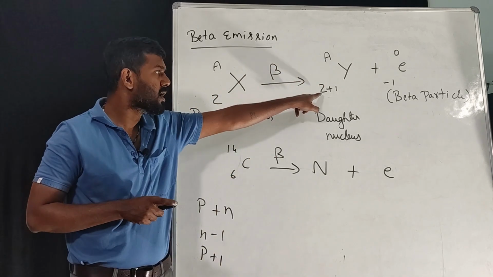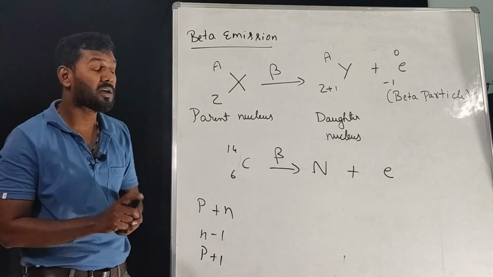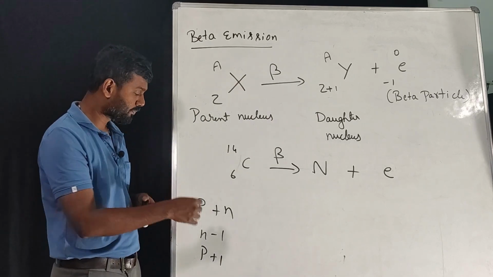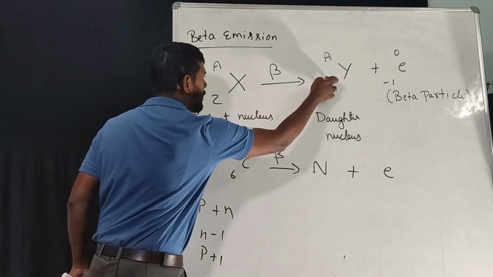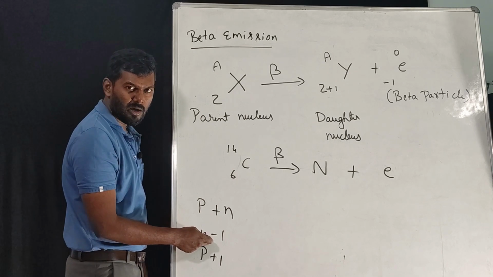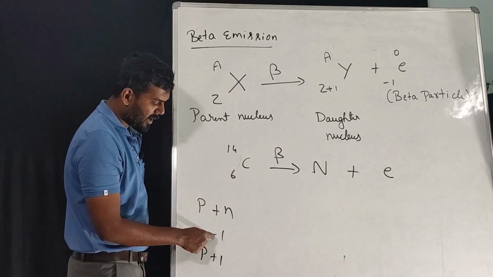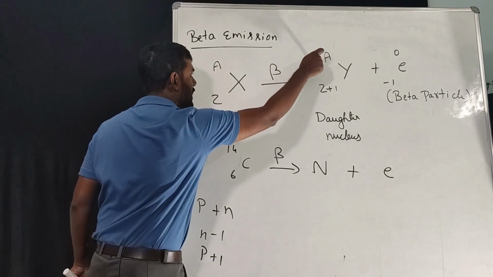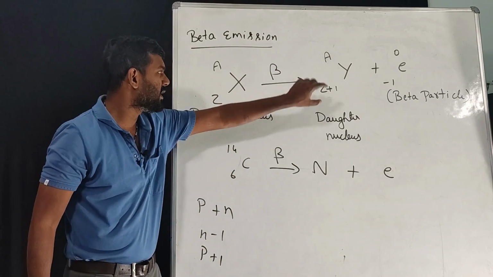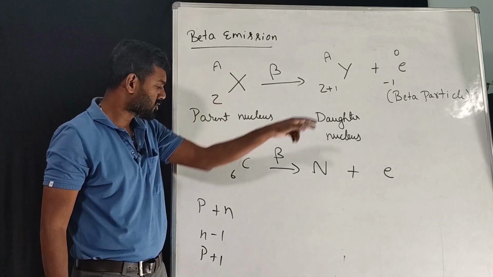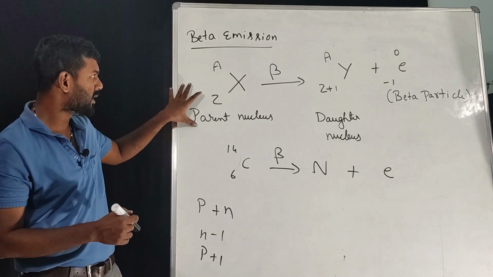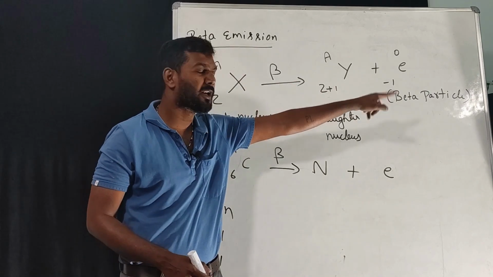The proton is added to the atomic number. That's it. First, the basics you should know: what are the atomic mass number and atomic number? The atomic number purely depends upon the number of protons. In beta emission, one neutron will be lost and one proton will be gained. -1 plus 1, there is no change in atomic mass number, but +1 is nothing but a proton. The proton is the atomic number, so it is increased by 1. This is what happens during beta emission. So we have the parent nucleus, the daughter nucleus, and a beta particle.